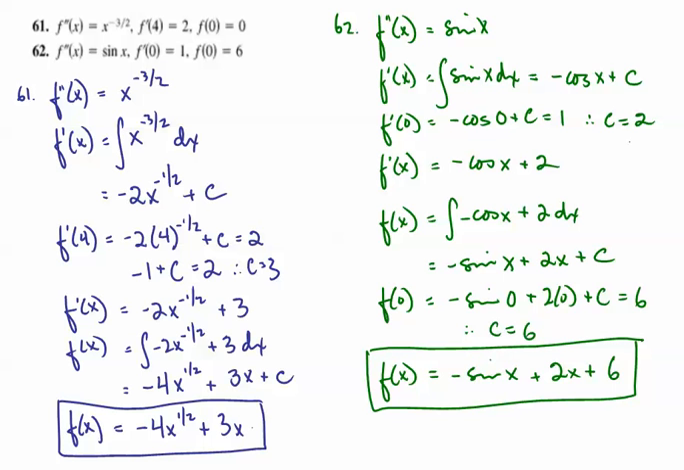And that will do it for these last two problems. So hopefully you can see how we work from the second derivative down to the original function. All we need is a point on the first derivative curve and a point on the original function curve, and we can do that. All right, that'll do it for this.